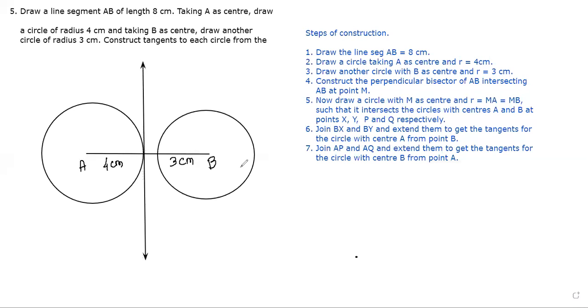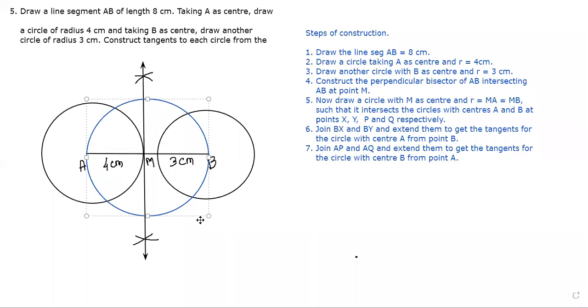Are you getting the same thing? Check. Are you getting the perpendicular bisector like this only, children? Yes, sir. And now when you draw the circle with M as center and MA and MB.